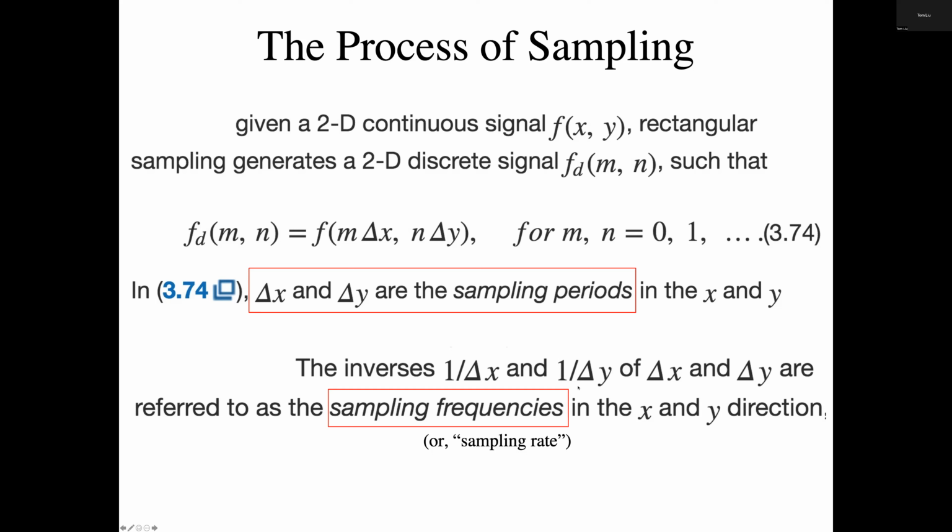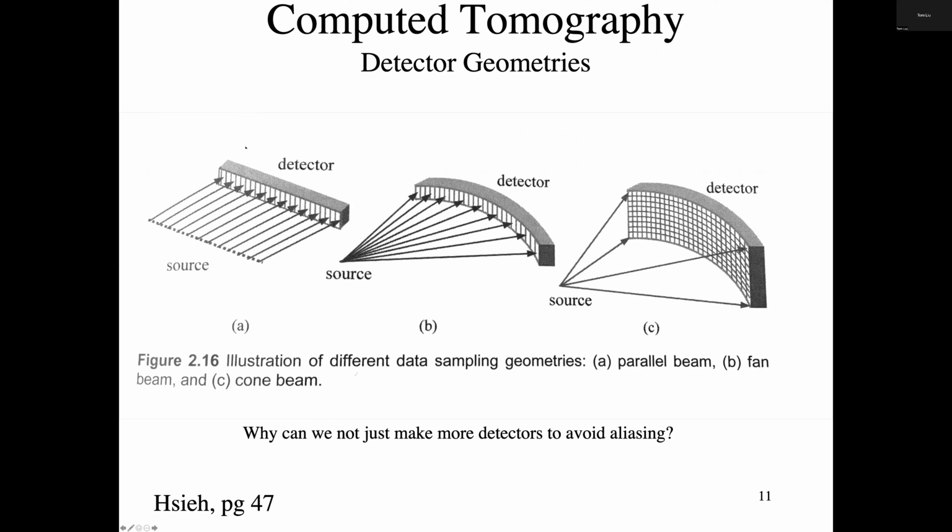So 1 over delta x and 1 over delta y can be thought of also as the sampling frequencies, right? They're essentially in inverse centimeters and inverse millimeters or such. So in computed tomography, this type of sampling comes up absolutely directly. Unlike, we'll see in MR, it's slightly indirect.